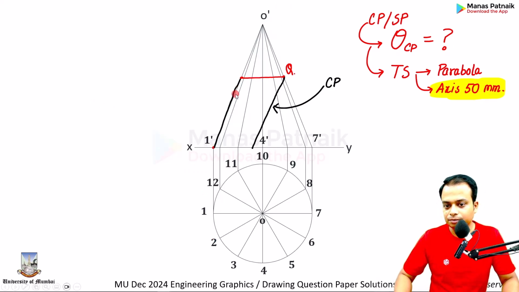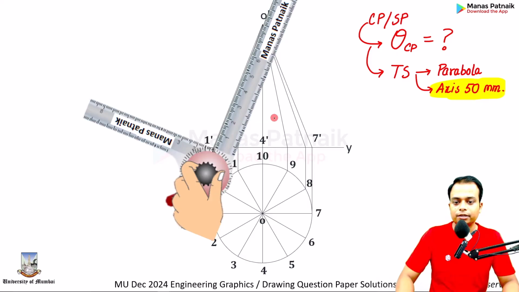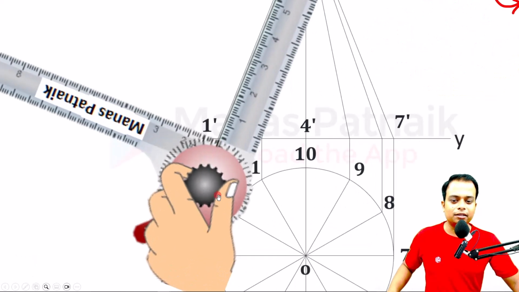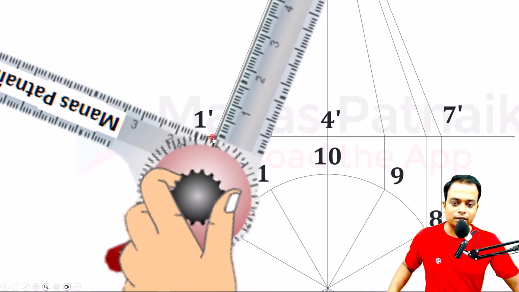The other way is to simply use a mini drafter. What will I do? Here it is. Keep your mini drafter here, and then along the generator O dash 1 dash, tighten the screw. Okay, and then please note the zero of the drafter is right here. The zero of the drafter should slide along this horizontal line where my cursor is.